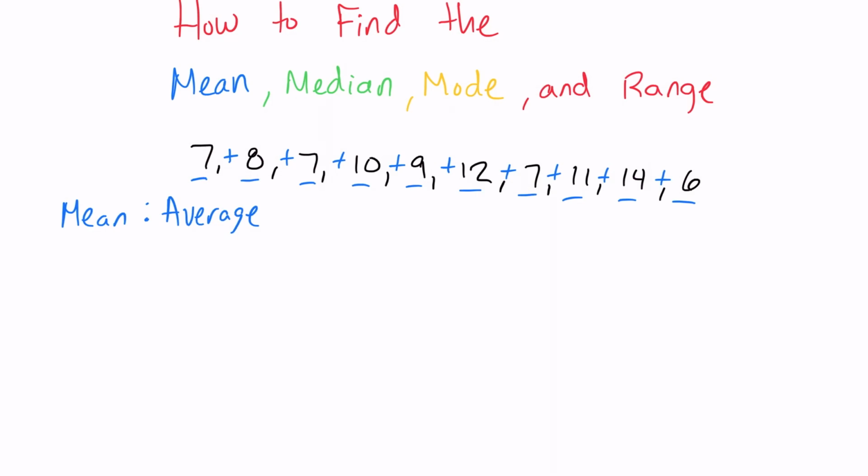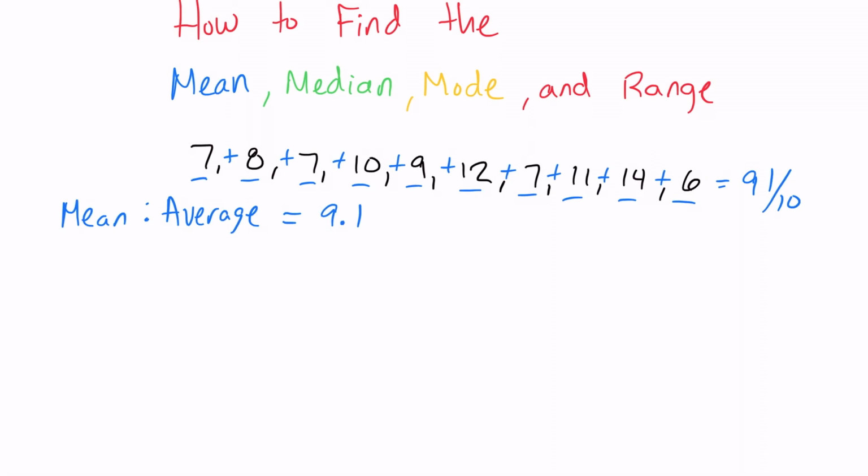So let's again start by adding. 7 plus 8 is 15, plus 7 is 22, plus 10 is 32, plus 9 is 41, plus 12 is 53, plus 7 is 60, plus 11 is 71, plus 14 is 85, plus 6 is 91. So when I add everything up, I get a total of 91. And like I said before, we will be dividing by the total number of data in our set. We have 10 numbers here, so I'm going to be dividing by 10. 91 divided by 10 is going to be 9.1. So that means our mean will be 9.1.